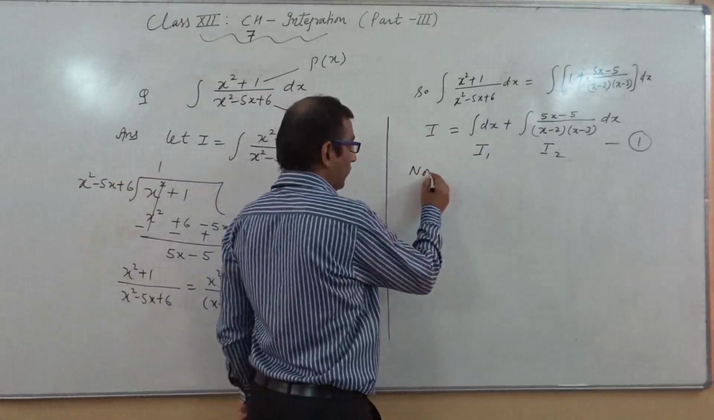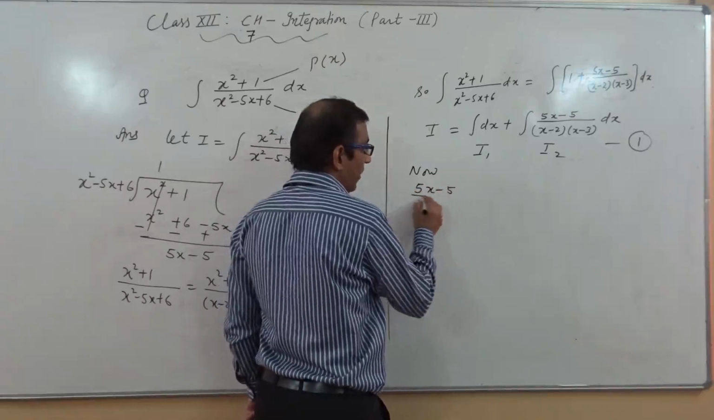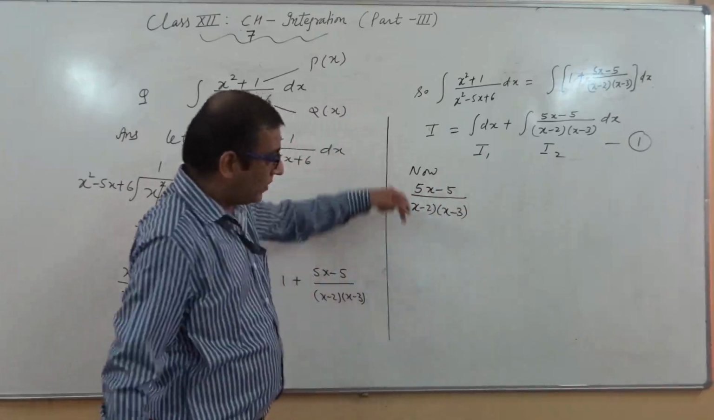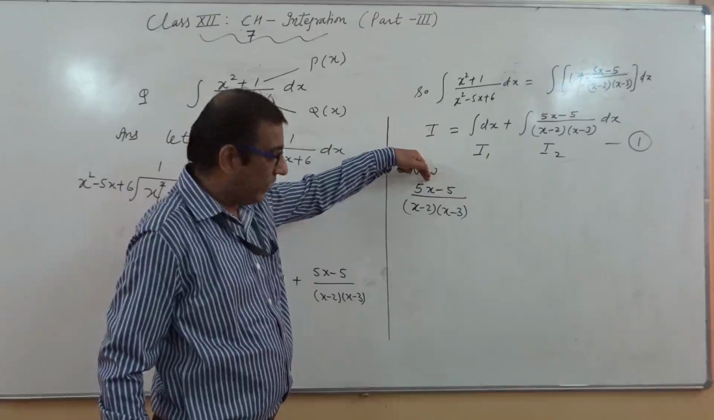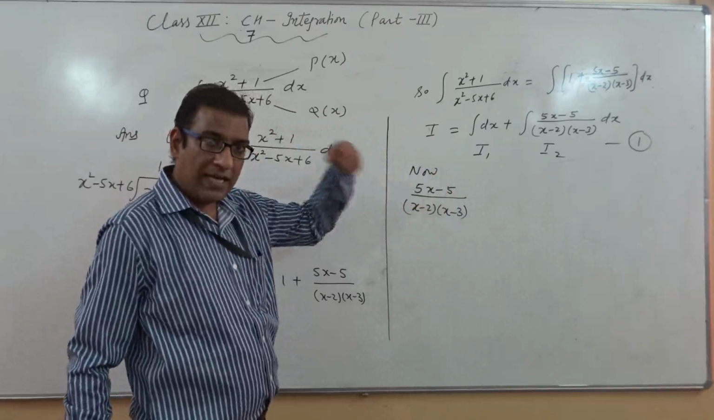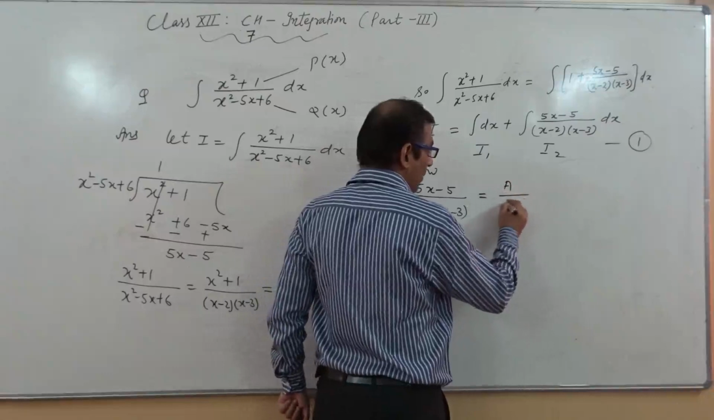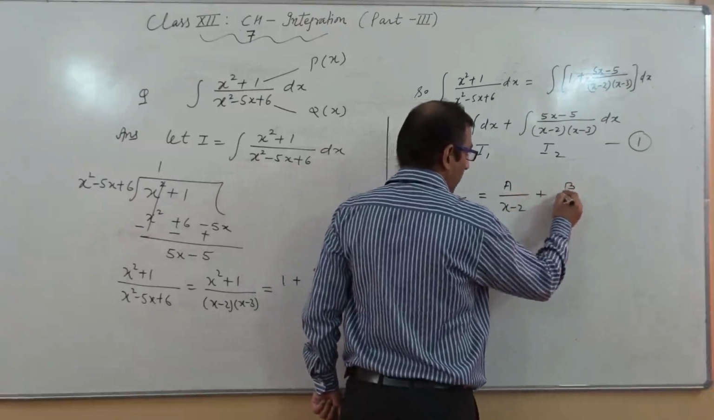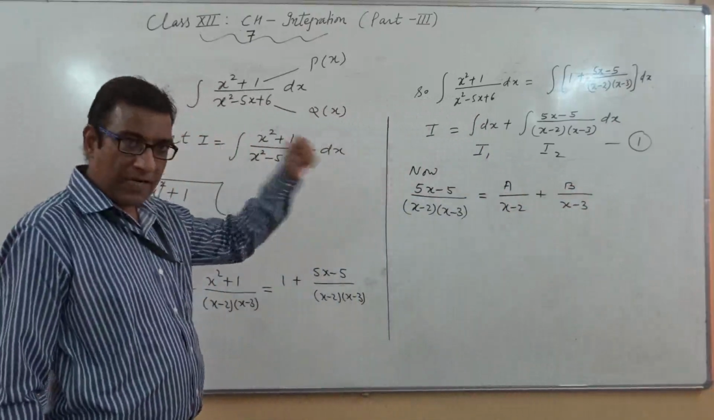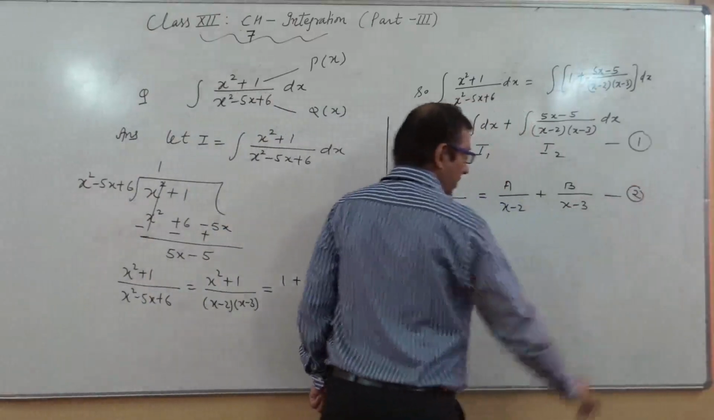Now we will come to I2. How can we solve I2? So first we will take (5x − 5)/((x − 2)(x − 3)). As you see here, in the numerator the highest power of x is 1, and in the denominator the highest power of x is 2, so we will continue with the concept of partial fraction. So it can be written as A/(x − 2) + B/(x − 3). Now we will calculate the value of capital A and capital B, both are constants, but before that we will put it as equation number second.